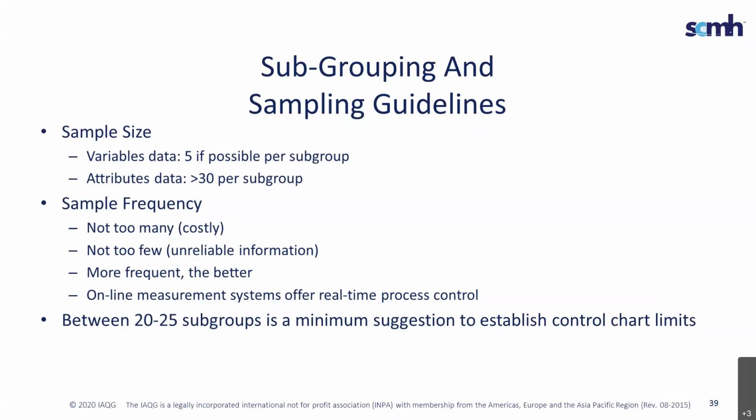We use 20 to 25. Why is that the magic number? Well, if you actually plot the confidence over sample size, 20 to 25 is a good number to have a higher level of confidence in our decision and our risk assessment.